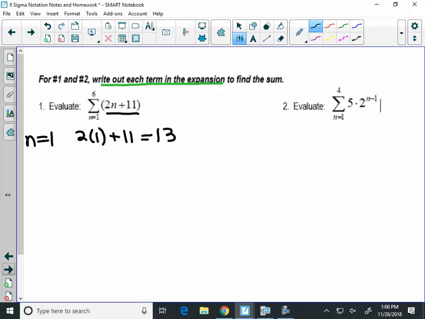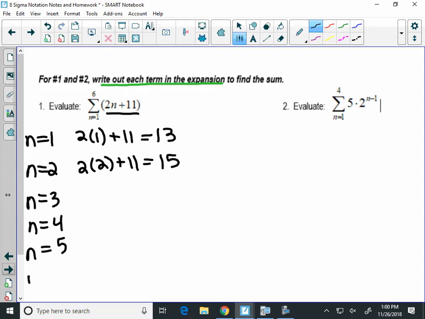And I'm going to do the same thing for n equals 2. I put 2 in for n. So I'll have 2 times 2 plus 11, which gives you 15. We haven't done math in a while, right? All right, then we do the same thing for n equals 3, n equals 4, 5, and 6.